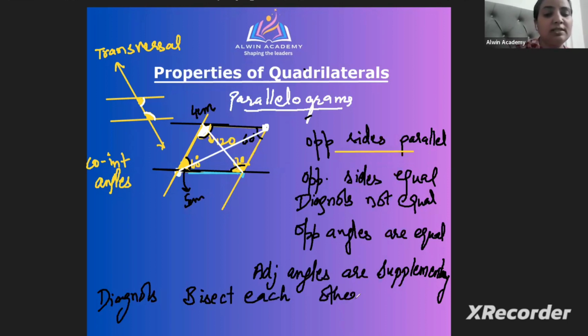Bisect each other means, if this is 4 centimeters, this portion has to be 2 centimeters and this will also be 2 centimeters. Got it, Pitaji, or not? Bisecting means cutting into two equal halves, right?